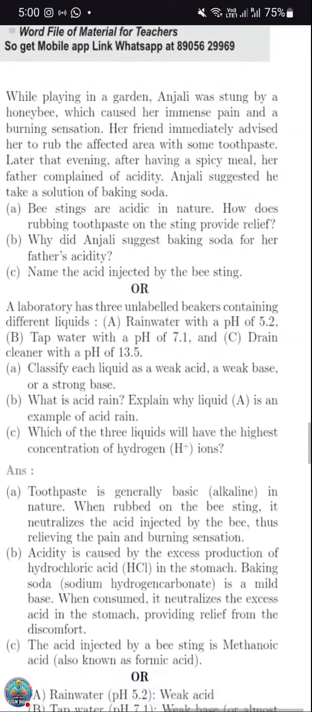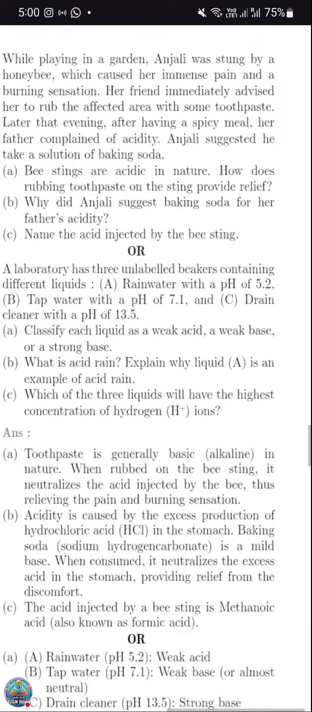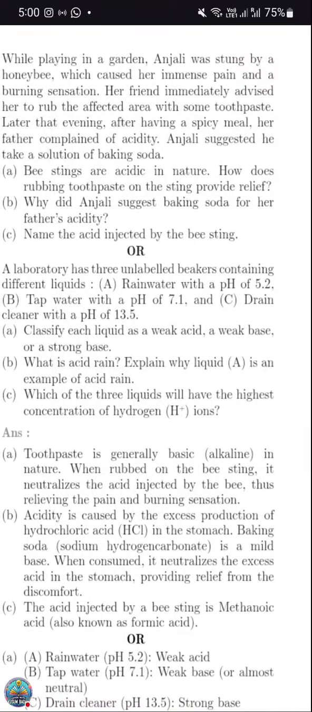Bee stings are acidic in nature. How does rubbing toothpaste on the sting provide relief? As the sting is acidic, when a base like toothpaste is rubbed on it, the acid and base will get neutralized and she will get relief from pain. Why did Anjali suggest baking soda for her father's acidity? Father is having acidity, so if we take baking soda, which is basic in nature, the acid present in the stomach will react with the base and get neutralized. He will get relief from acidity.